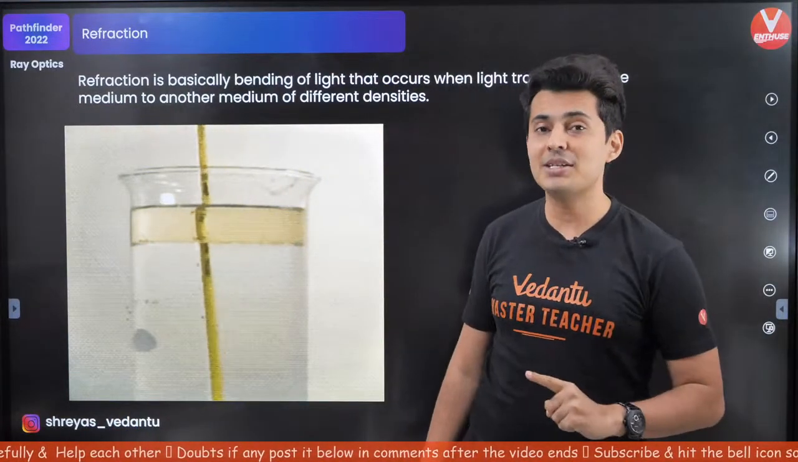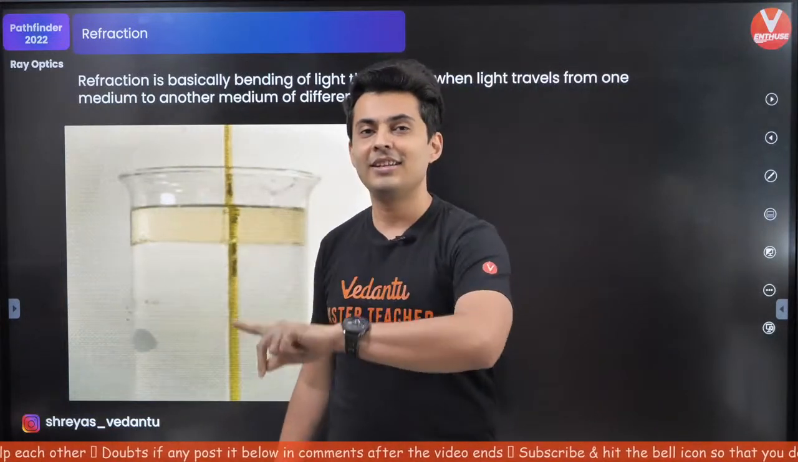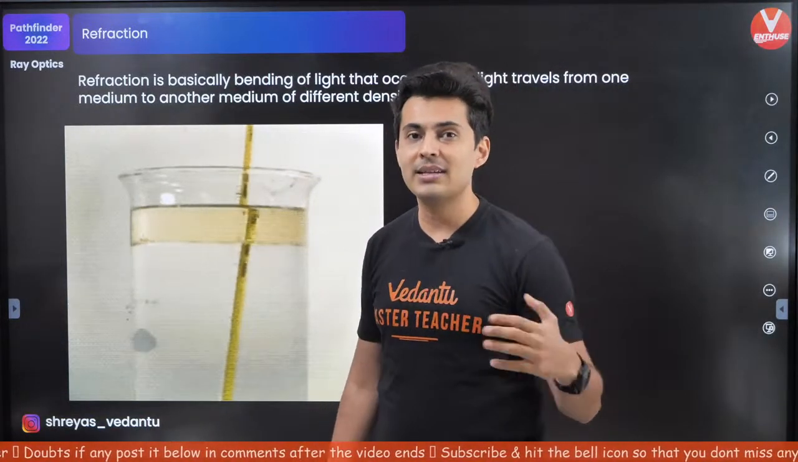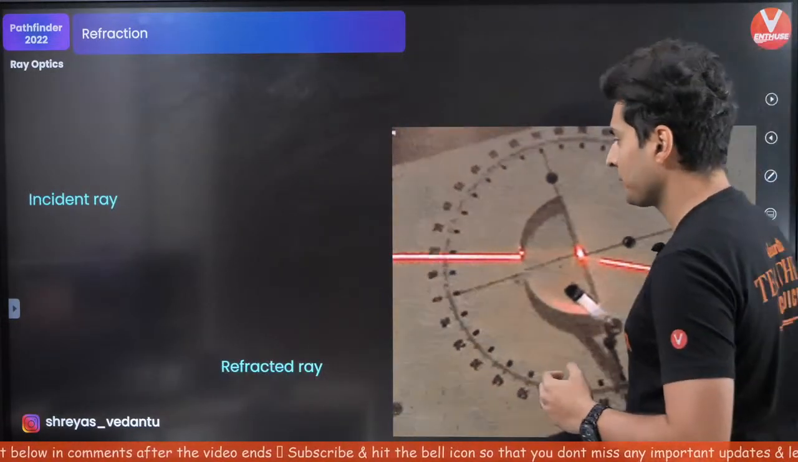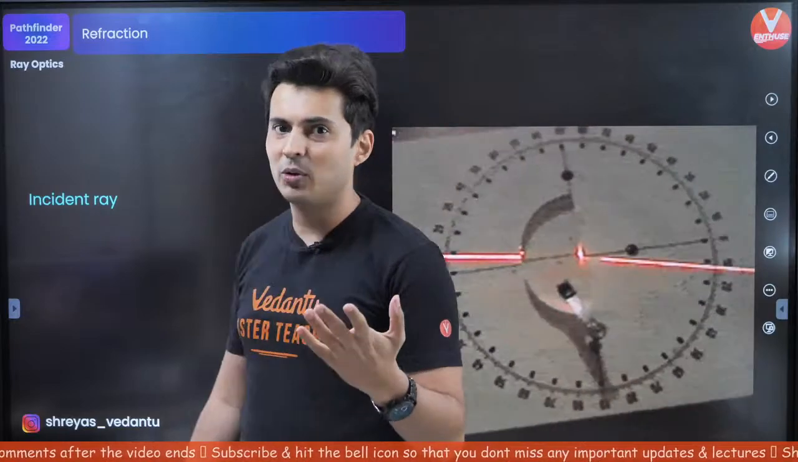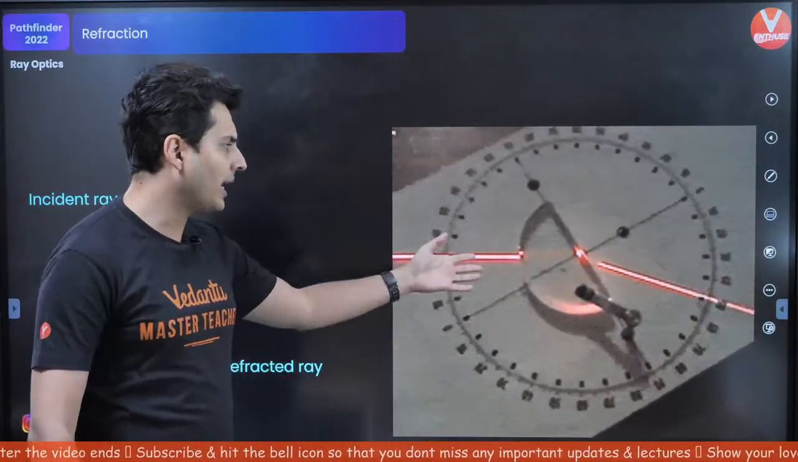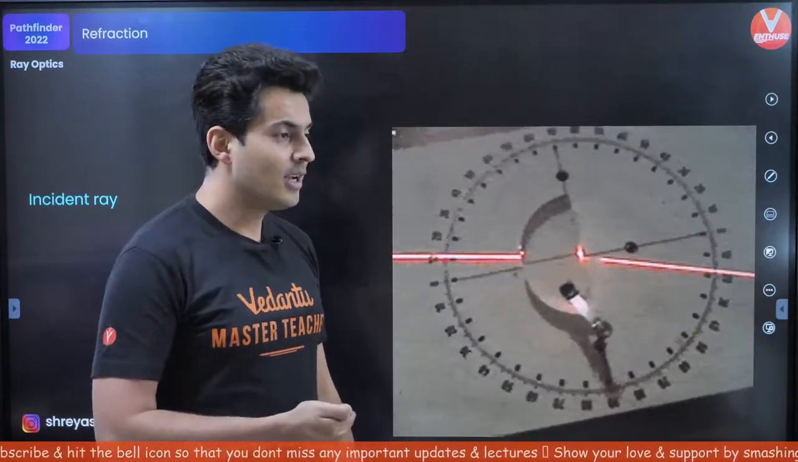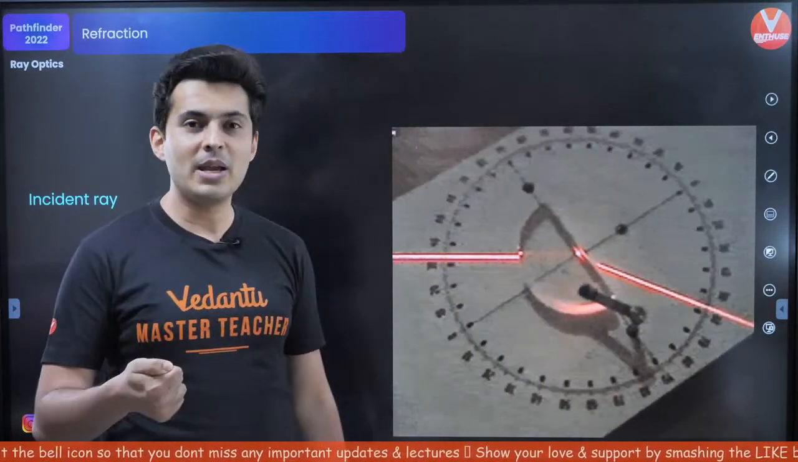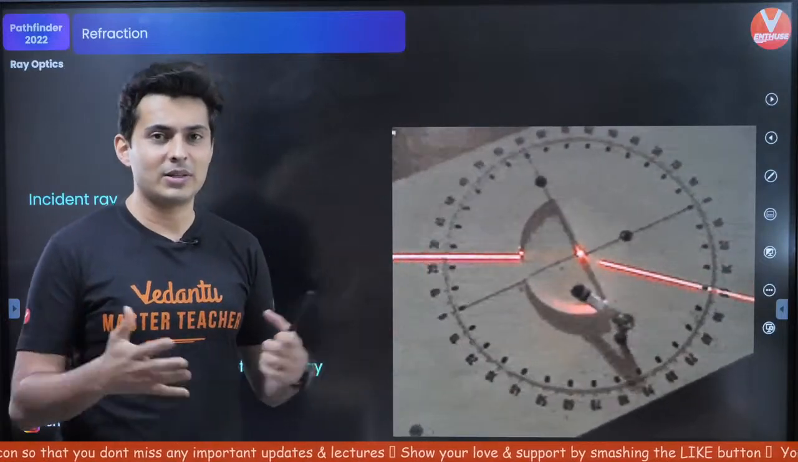But the moment the medium changes, then there is a good chance that the light will bend. And how it bends, what the laws are, we are going to see that and lots of optical problems today. You can even try this at home with a simple protractor, with probably a laser beam. You might have seen that in some fancy stores, or maybe in some fun fair or something.